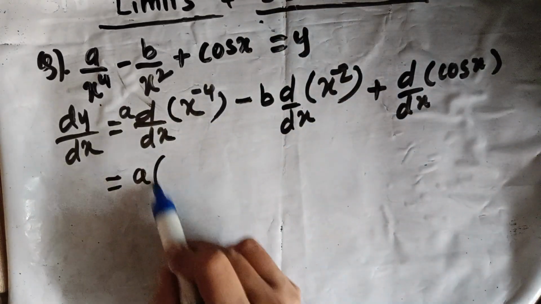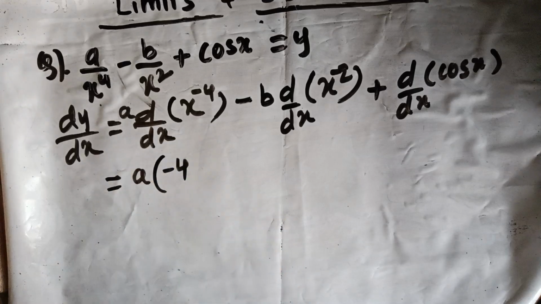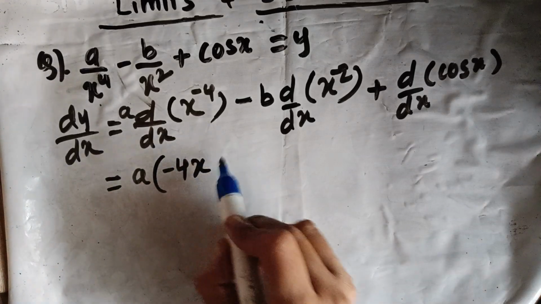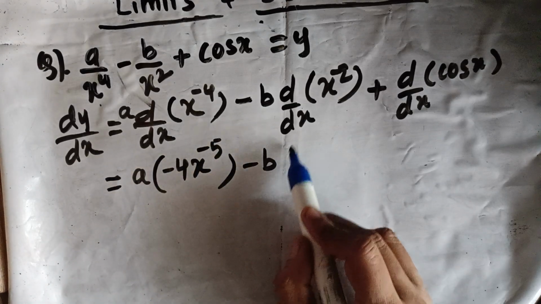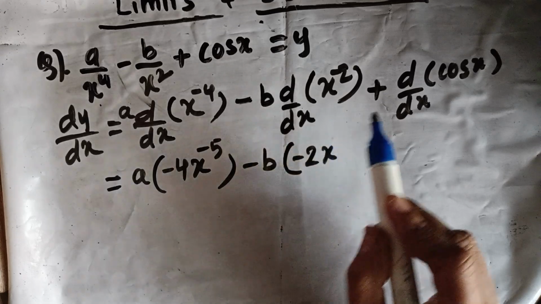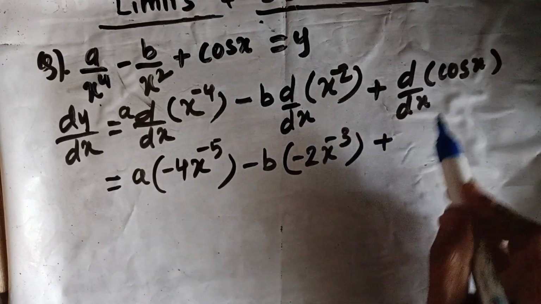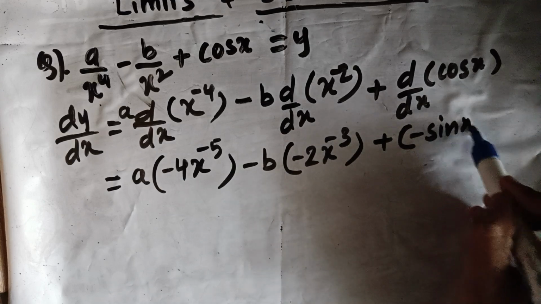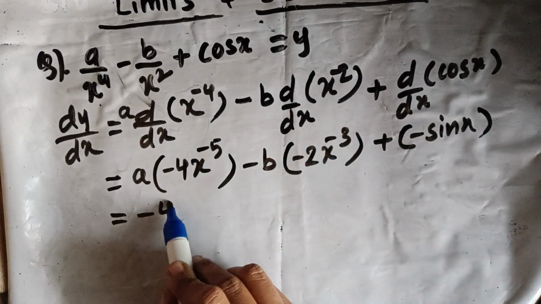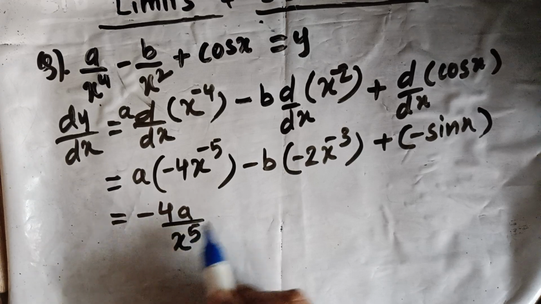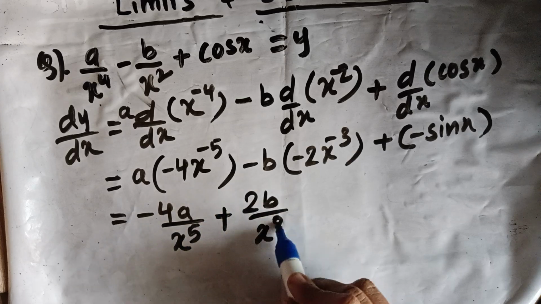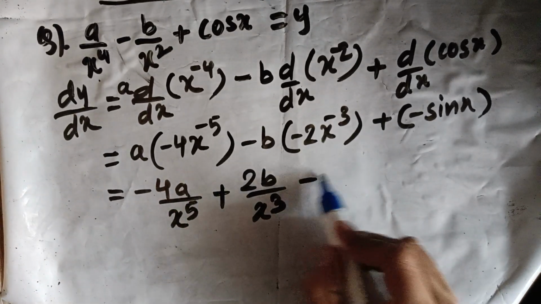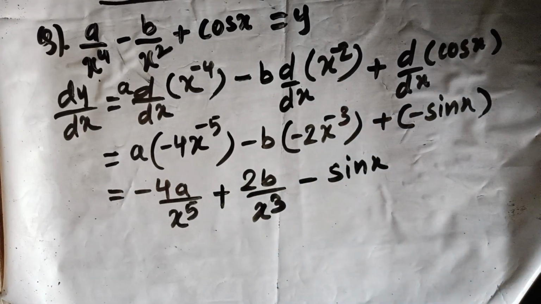So the derivative of this is minus 4. You have to use x to the n formula. X to the minus 4 minus 1, which is minus 5. This is minus 2, x to the minus 2 minus 1, minus 3. Cos of x is minus sine of x. So minus 4a upon x to the 5, minus into minus plus 2b upon x cube minus sine of x. Yes, this is the derivative.